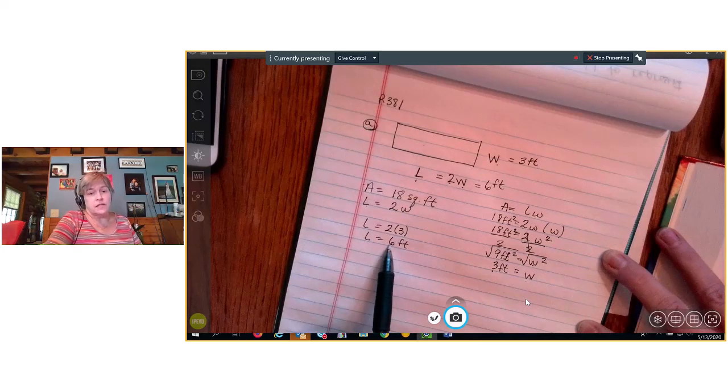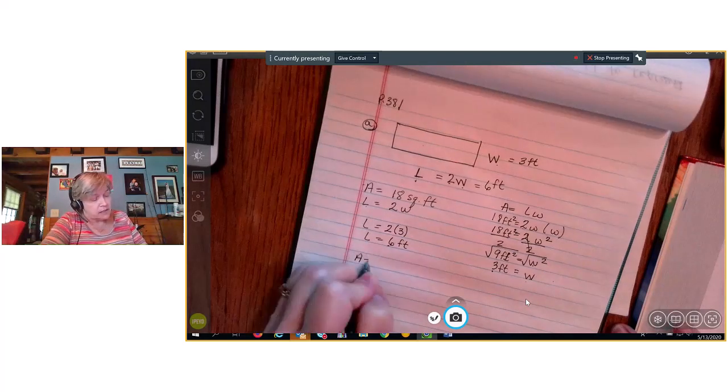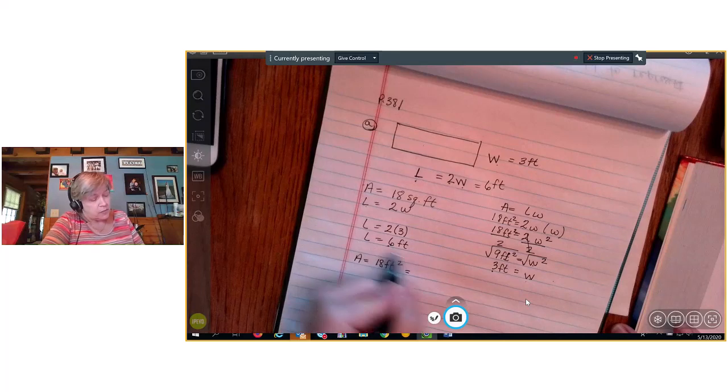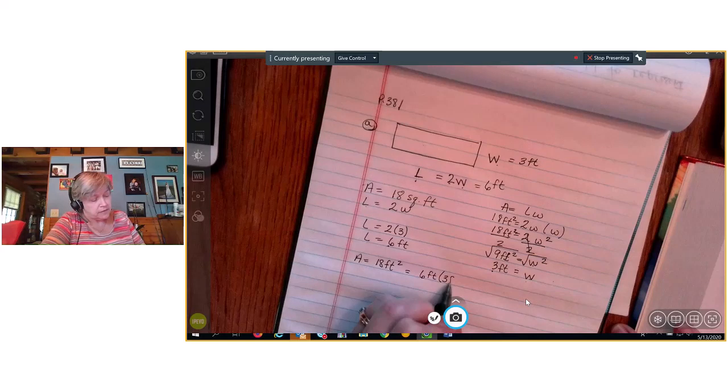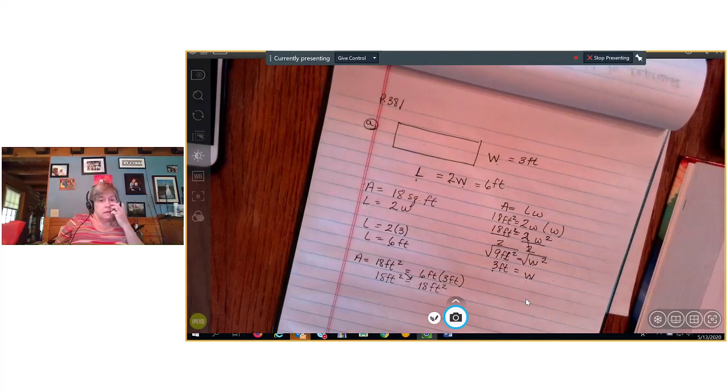So even though we figured this out, we still need to go back, and I would go back and check. We know that the area is equal to 18 square feet. We know that we are going to multiply 6 feet times our 3 feet. 6 times 3 is 18. Feet times feet is going to be feet squared. So we have 18 square feet equals 18 square feet. And so that checks, and we've done our problem correctly.